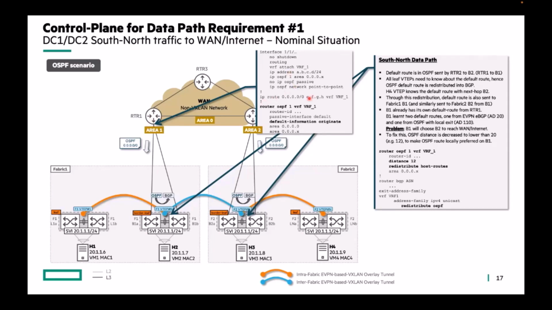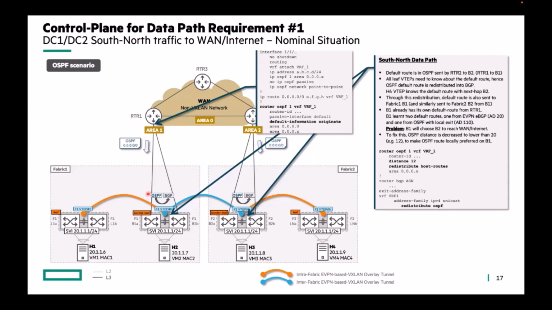There's a default route on this particular router one, and we are doing default information originate under OSPF one. VRF1 is what we are considering here, and we send the default route to the border VTEP. Similarly, that is being done by the other fabric's WAN router. So that is the south-north data path. Now the default route is in OSPF, sent by RTR2 to B2 or RTR1 to B1.